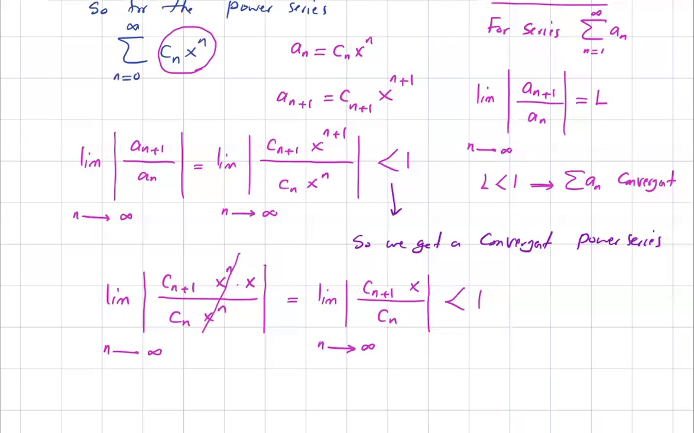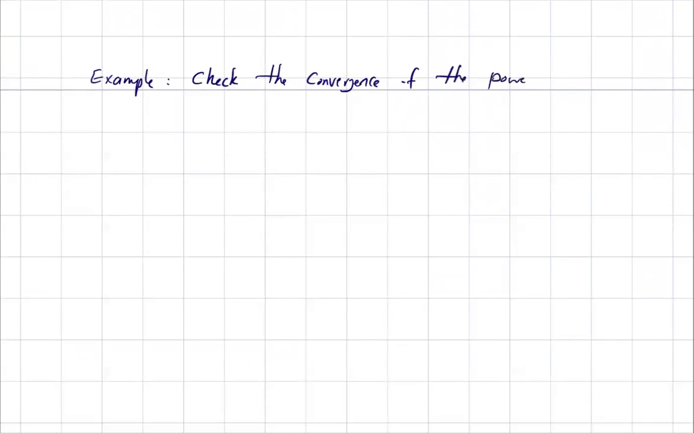Let's take a look at a couple of examples. In this example, I ask you to check the convergence of the power series, which is the summation of n factorial x to the n, starting from 0 and going to infinity.